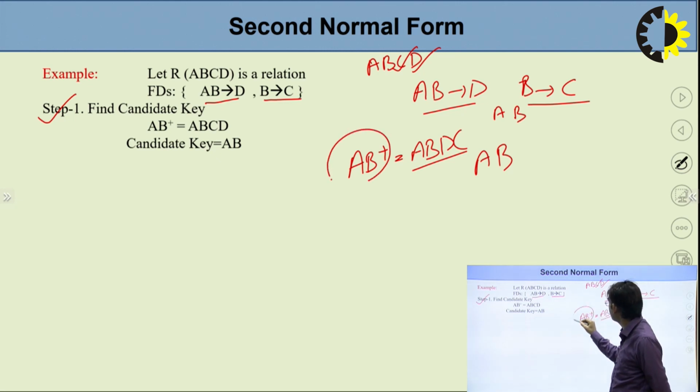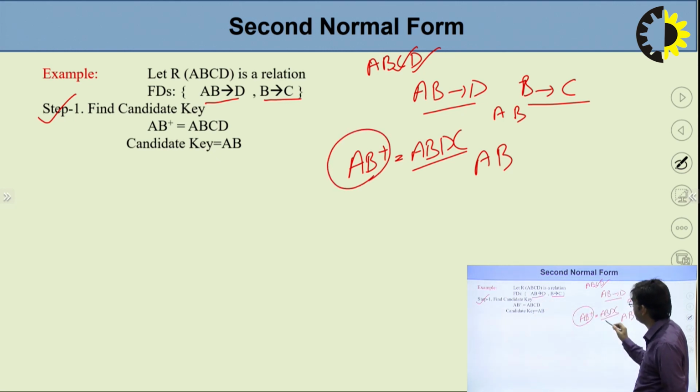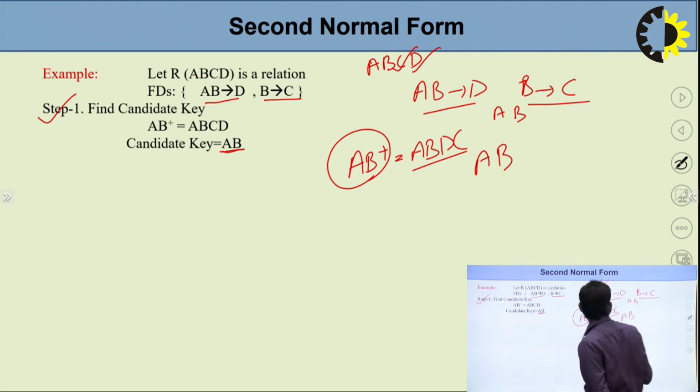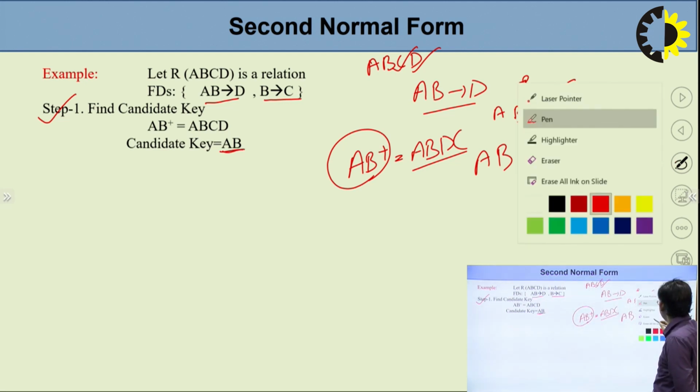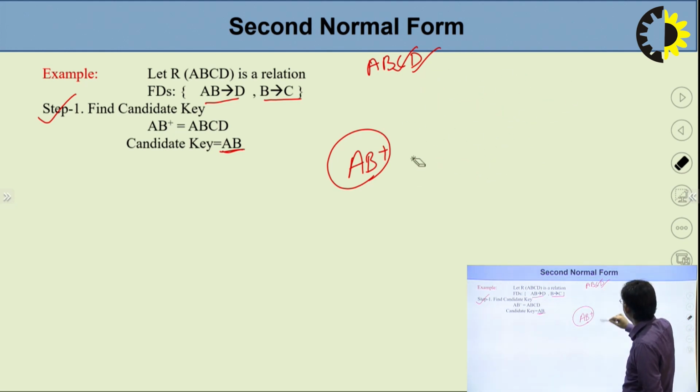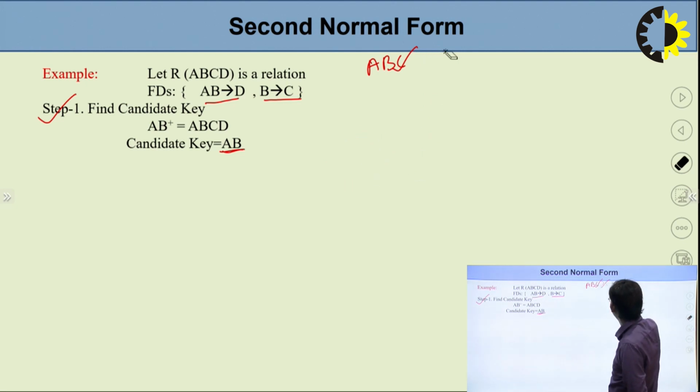If we perform the closure of these two attributes, then we will get ABCD. That's why the candidate key will be AB. This is our first step. If any relation is given and we have to convert it into second normal form, then what will be the first step? The first step is we have to find the candidate key.